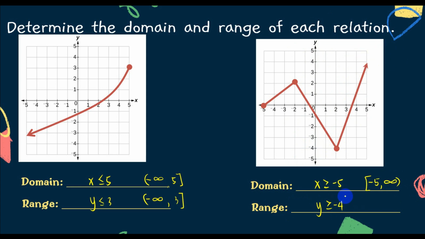So to write the interval notation for the range of this graph, we're going to start with negative 4, which is included, so we use a bracket, and it ends with positive infinity. We don't know where it ends. So, use a parenthesis. Now, for our last example, we have this graph.